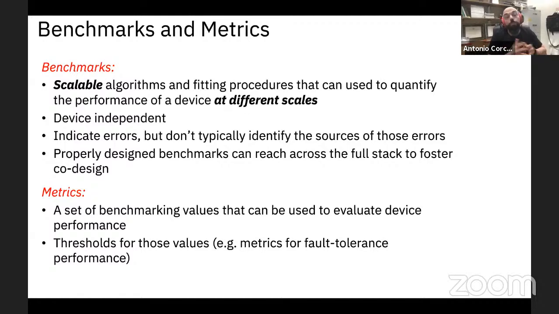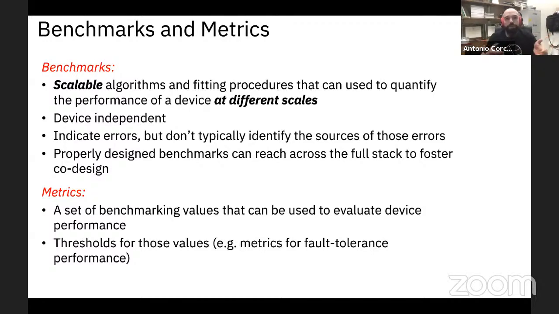So things that we would like to require of the benchmarks is that they are device independent, so we can compare different platforms using the same benchmark. That we can probe the devices at different levels, at different scales, and then that we can use the results of those benchmarks to help us develop the next generation or to improve the design of our systems. And then from the benchmarks, we can extract metrics, which are some values that the benchmark give us that have some meaning about some particular aspect of the performance.